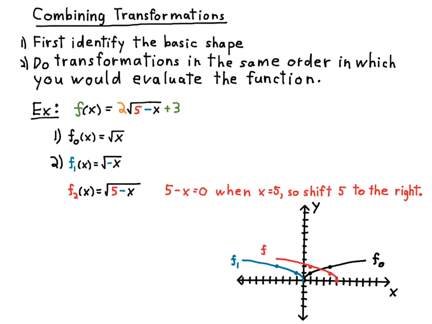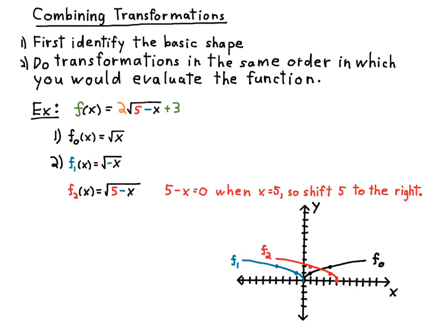Okay, so that's a translation. So I did the translation 5 to the right. Okay. So now what? Now the square root is the next thing, but that just gives me my shape. So I pass by that. And the next thing I would do if I were evaluating f of x at some value for x, the next thing I would do would be to multiply by 2.